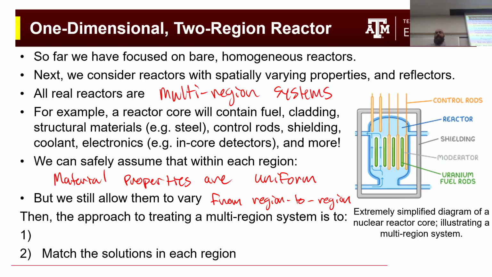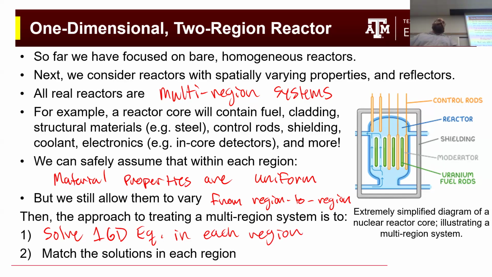And so in that sense, if I want to use the diffusion coefficient to solve for the flux distribution in a multi-region system, all I really have to do is just solve the one group diffusion equation in each region. And then once I've solved, or at least written a general solution for the one group diffusion equation in each region, I can match the solutions in each region using interface conditions.